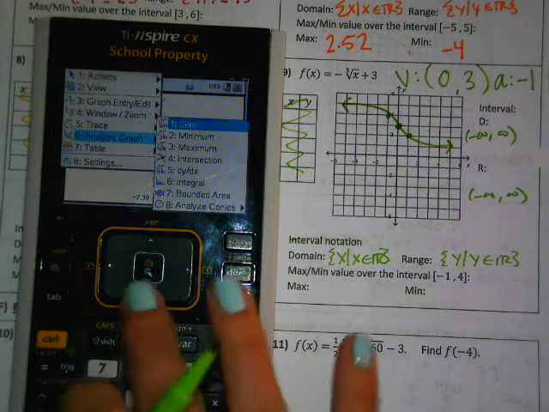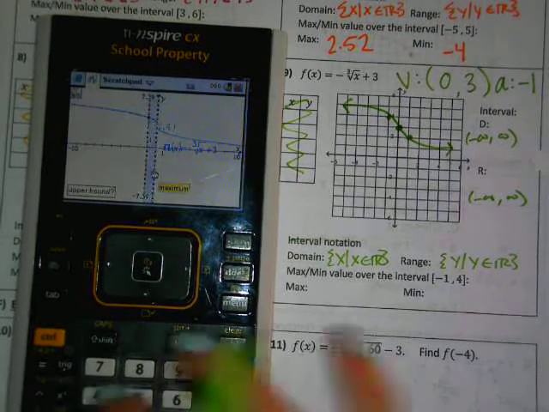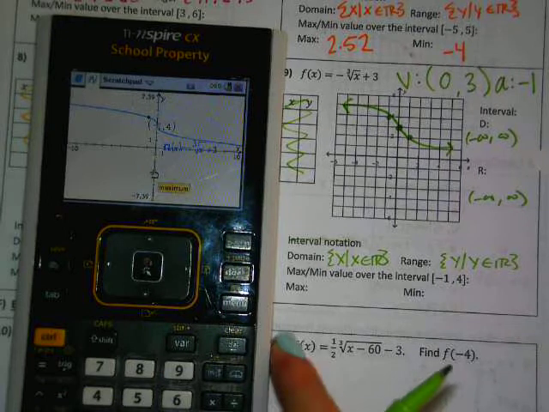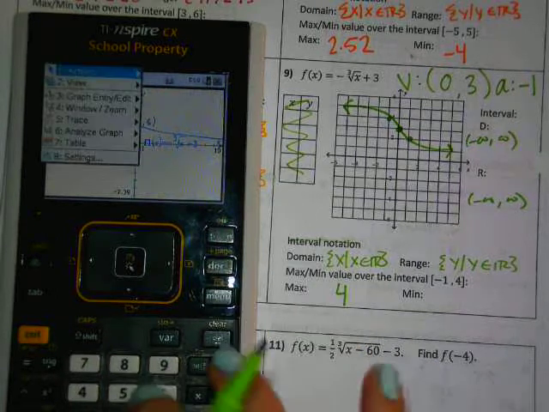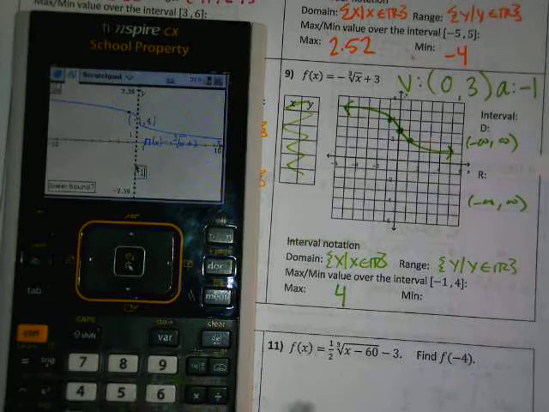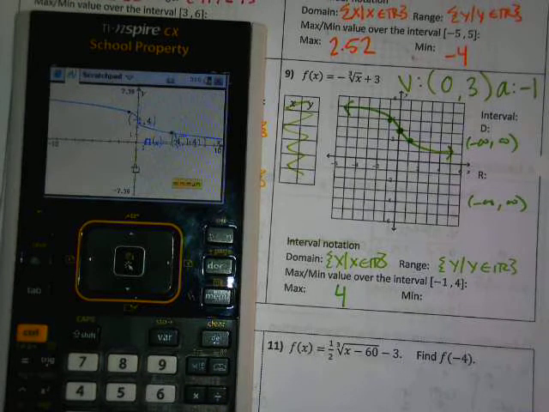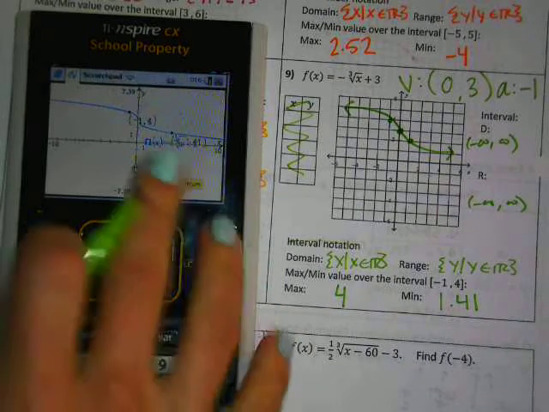Menu, analyze, -1 for maximum, and then yes, literally type in -1, enter, 4, enter. So the Y value there, that's my maximum, 4. And do the same thing for min, actually type in your interval, -1, enter, 4, enter. And so 1.41 is your min.